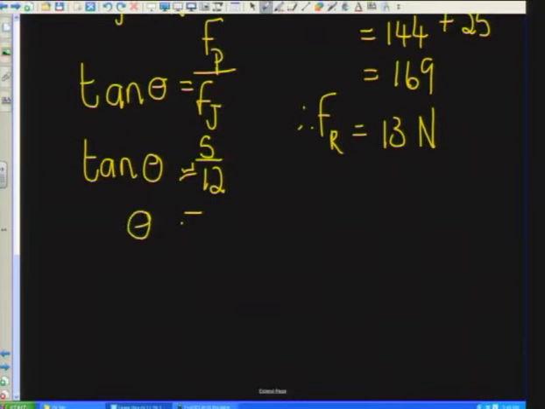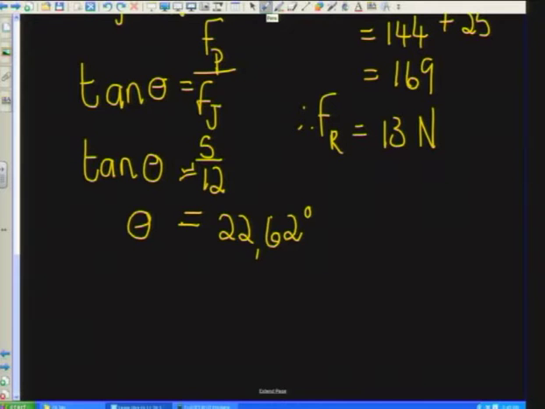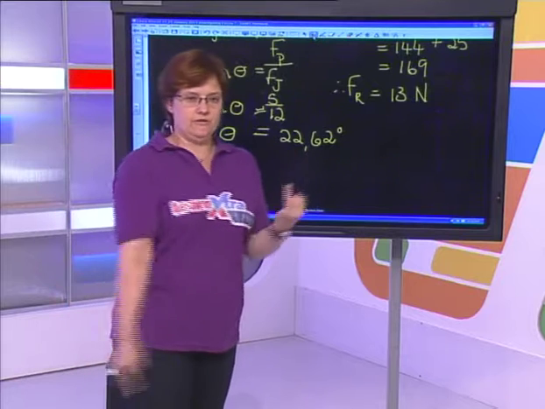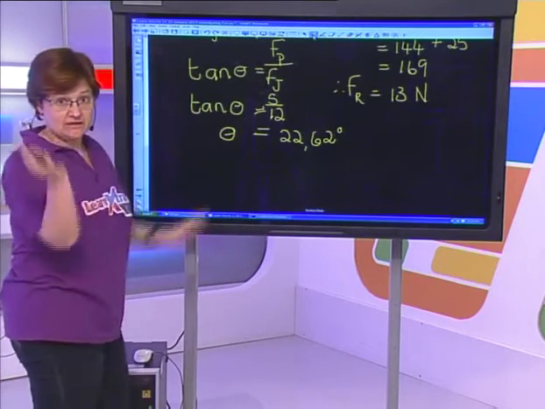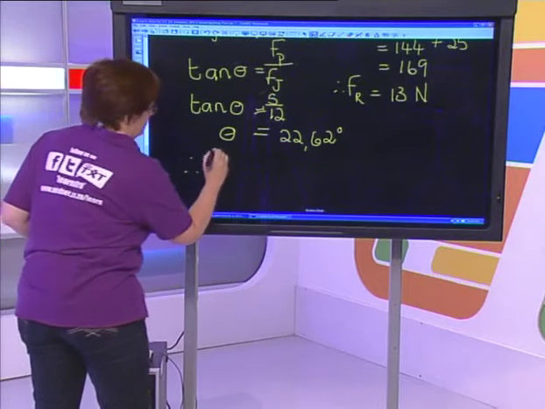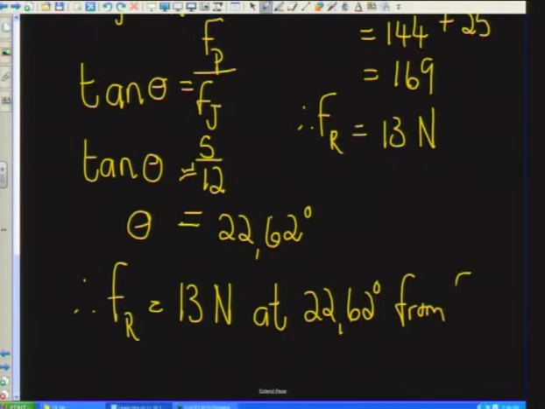So theta equals 22,62 degrees. Okay? I know the magnitude, I know the direction, but I have to put it together. These are all separate, and they're all nice calculations. So what does that mean? Then we go, therefore, my resultant force is 13 newtons at 22,62 degrees from the force of J.